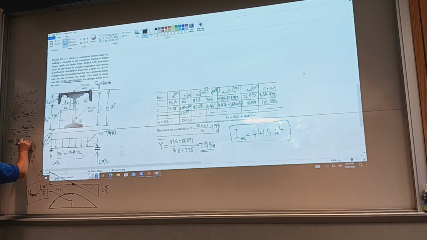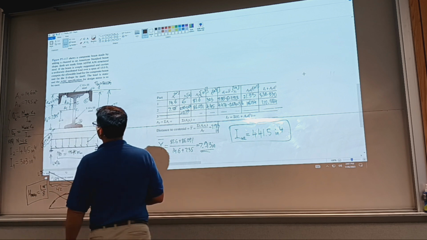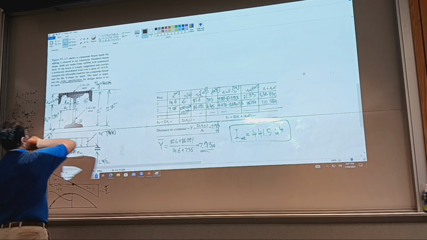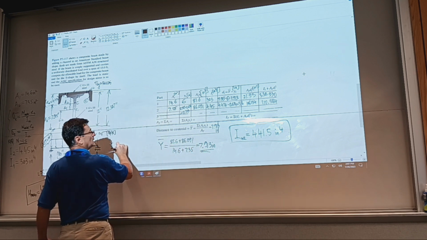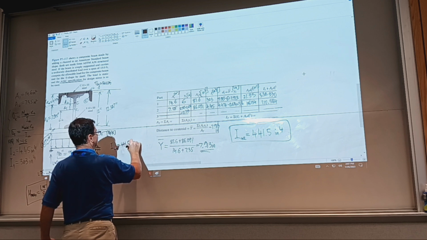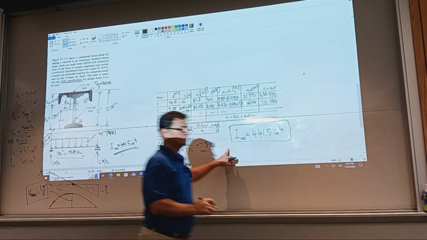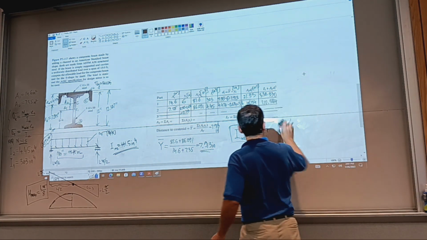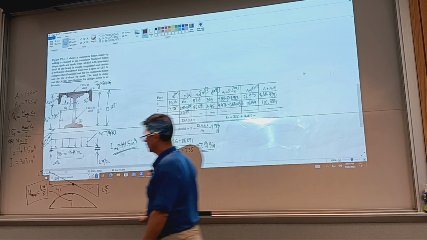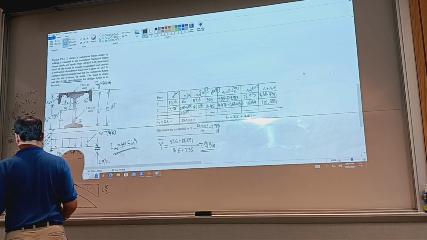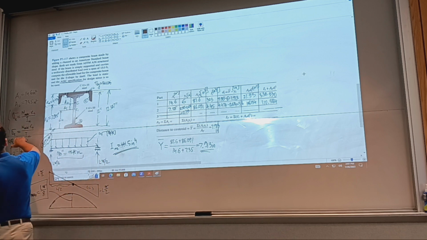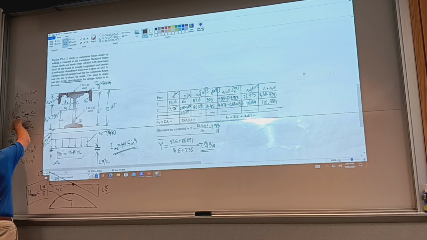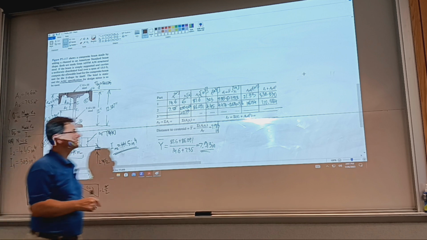N is 1.5. Okay, so I'm looking at these two here, and let me state this again elsewhere, I is 441.5 inches to the power 4, because I need the space. Okay, so starting with compressive, I use C and T. It would be nice to use compressive on top. Let me switch to A, above and below. This will be a negative stress because it's compressive.